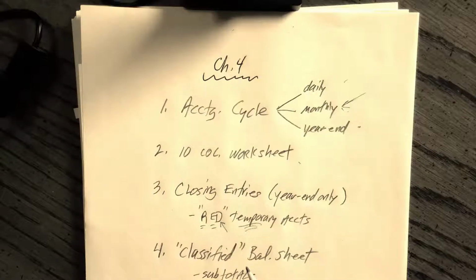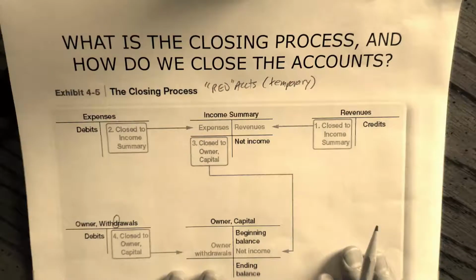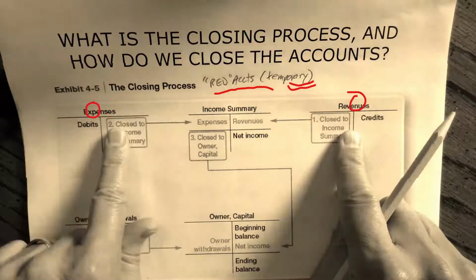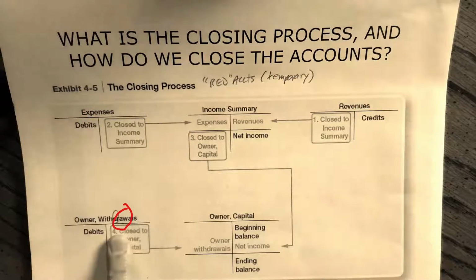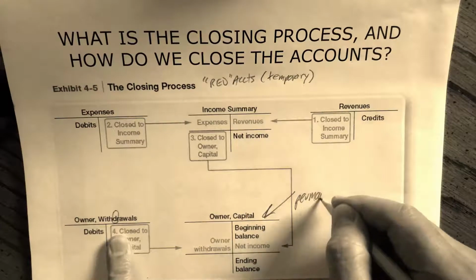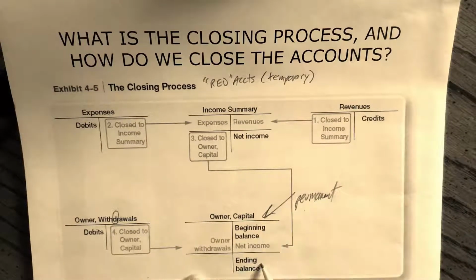Measures drawings for the current fiscal year. That's closed into the owner capital account, which is a permanent account. So the closing process is all about getting the revenue and expense accounts and the drawing account into a permanent account at year end. Permanent just means that there's going to be a balance at year end that's carried over to the next year.